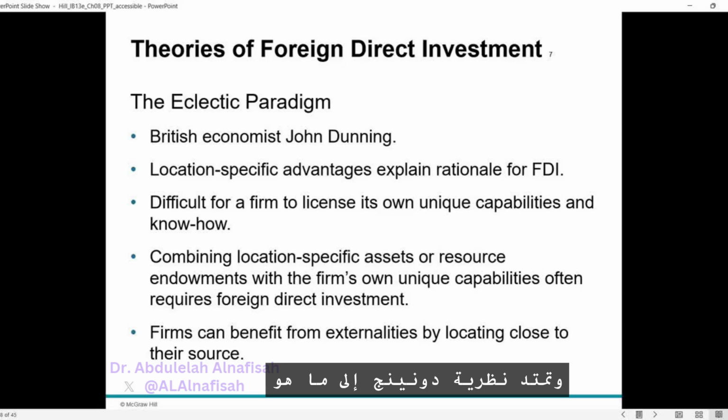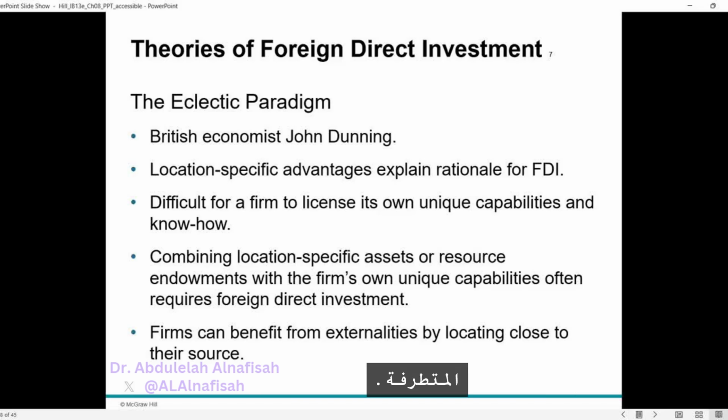Dunning's theory extends beyond basic resources to include knowledge hubs like Silicon Valley, where concentrated expertise fosters innovation. Foreign firms invest in such locations to tap into knowledge spillovers and gain competitive advantages. The eclectic paradigm complements other FDI theories by highlighting how location factors influence investment decisions. Additionally, political ideologies toward FDI vary from hostility to support, with pragmatic nationalism representing a middle ground between extreme positions.